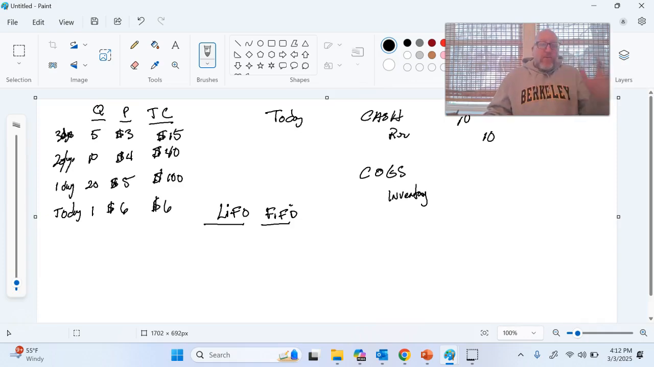Anyway, FIFO. First in, first out. The first avocados that came in, those were the avocados that cost $3 a piece. They came in 3 days ago. So I would assign the $3 cost to the avocado that I just sold, recognizing that I have no idea which of the four different types of avocados I have to choose from. Sorry for the language.